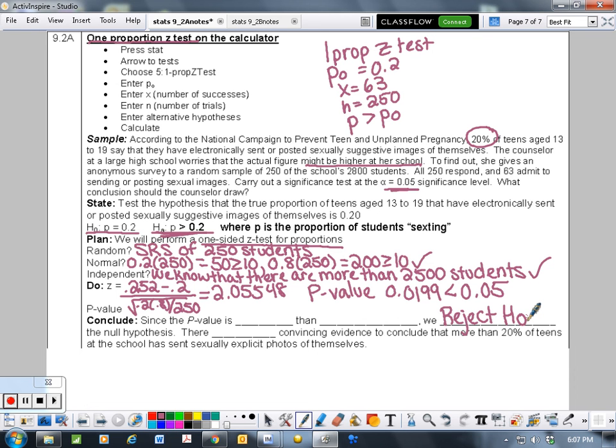So since the p-value is less than 0.05, we reject our null hypothesis. There is convincing evidence to conclude that more than 20% of the teens at the school have sent sexually explicit photos of themselves. So maybe we should have a little session to talk to them about the legality of that and all that sort of stuff. So that's it for now, and we'll talk more about going over these z-tests.